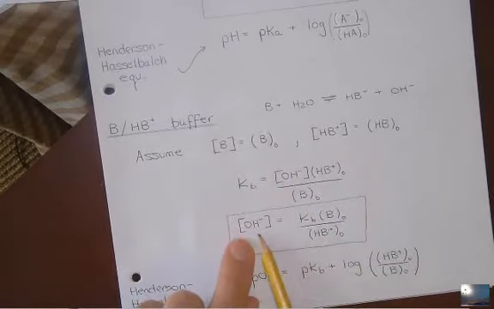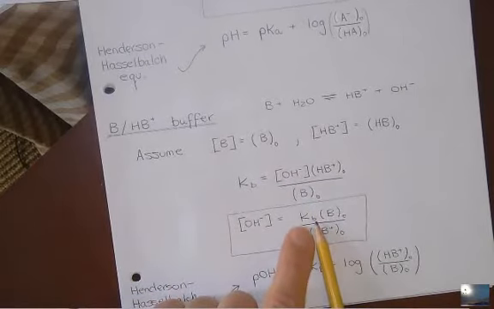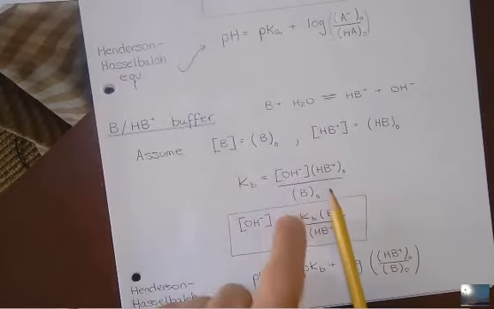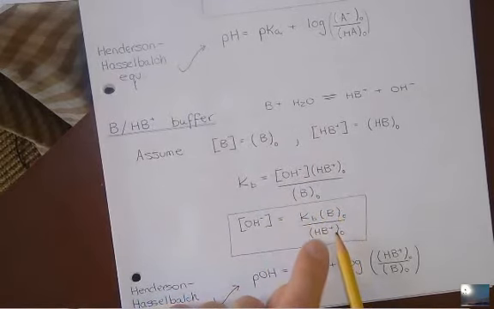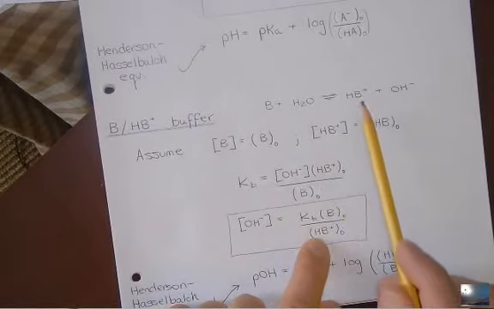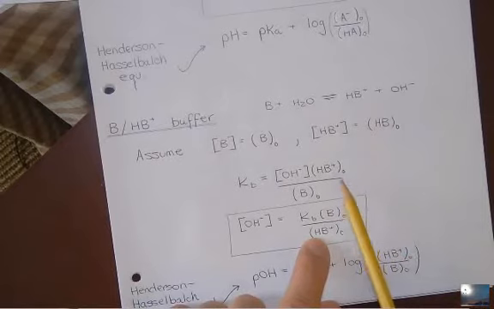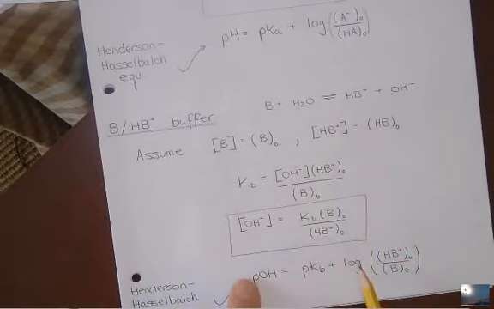So what do I get? Hydroxide is equal to Kb. Right, all from here to here is just algebra, times the concentration of the base divided by the concentration of the conjugate acid, that's this guy. Right, so from here to here, all I did was algebra. And then I took the logs of everything. And I took the log of everything, and actually the negative log of everything, I get this equation.